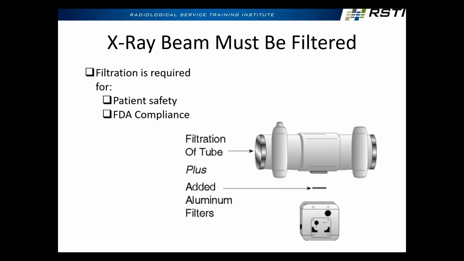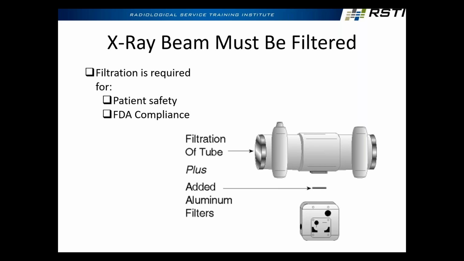So another way that we can protect the patient is by adding filtration. Filtration serves a couple of purposes. The main one is that it reduces dose to the patient. We said that we're going to produce this broad spectrum of radiation, but that the softest radiation doesn't do anything at all for us. All it's going to do is be absorbed by the patient, lead to more dose.